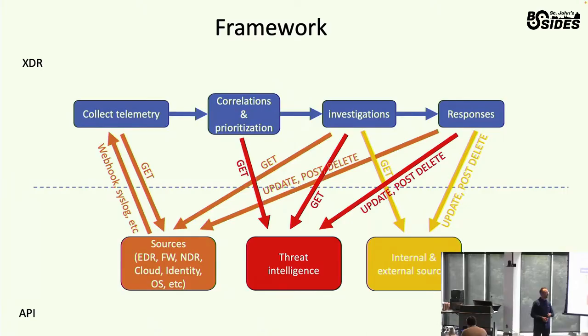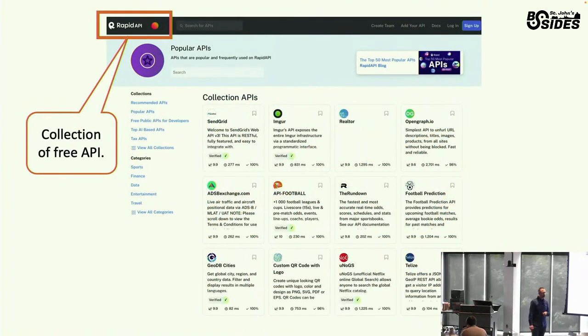And then there's other stuff as well, external and internal sources. You may reach out to your CMDB or whatever other management platform for your host or whatever. So there's other places as well where you may want to delete an asset and stuff like that to isolate the problem. So there's many, many different collections of free APIs. So that's one I really like, Rapid API. There's a bunch of different APIs that you can look at.